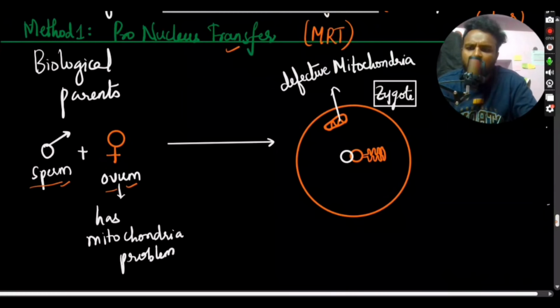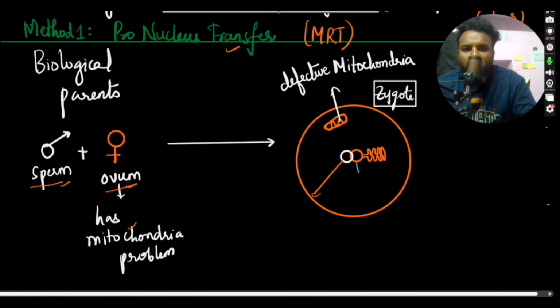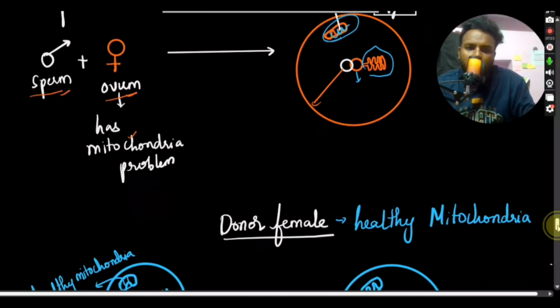From the father we will be getting sperm, and from the mother we will be getting ovum, and this mother will be having a mitochondria problem, right? So here we can see the father's nucleus, and this is the mother's nucleus, and everything here is the mother's, and this is the problematic mitochondria of the mother, which is formed as a zygote.